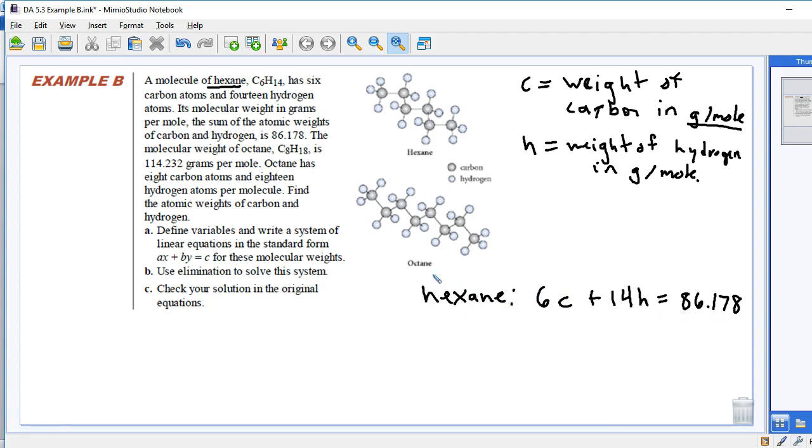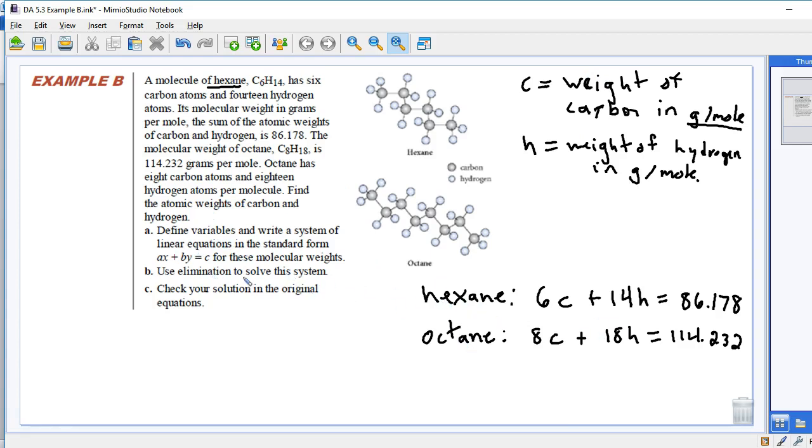Then what would the equation be for octane? We have to figure out how many carbon there are. We know octane has 8 carbon, so it's 8 times the weight of carbon, plus how many hydrogens? It's 18, so plus 18H equals 114.232. All right, so we defined our variables and wrote a system of equations in standard form for these molecular weights.